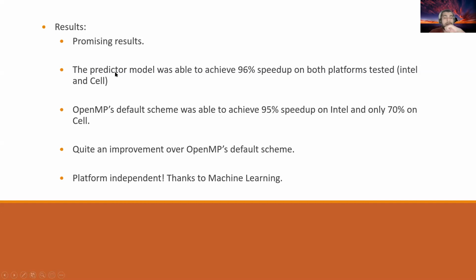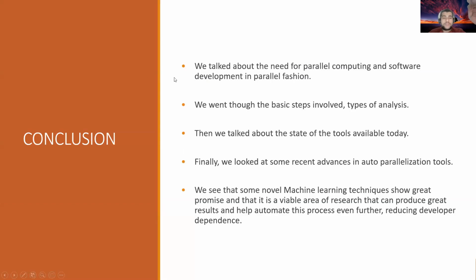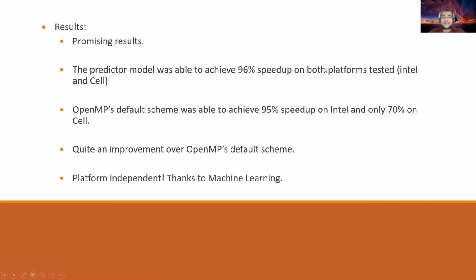We quickly look at the results. The predictor model was able to achieve 96% of the maximum possible speed up. If the model was able to achieve 96% of that, that's a really great result. And they tested it on two different platforms, Intel and Cell. And then when the same program was refactored and run in parallel with OpenMP's default scheme, the program was able to achieve 95% speed up on Intel and only 70% on Cell.